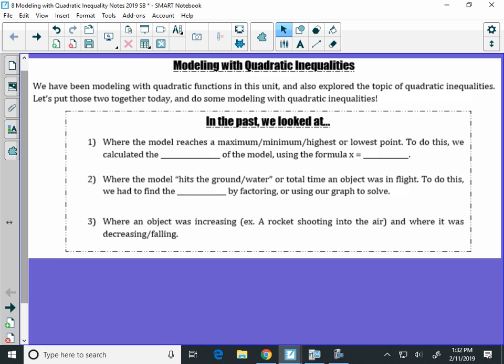Inequalities today. We're only going to get through a couple of them. We're not going to get through everything, which is okay.